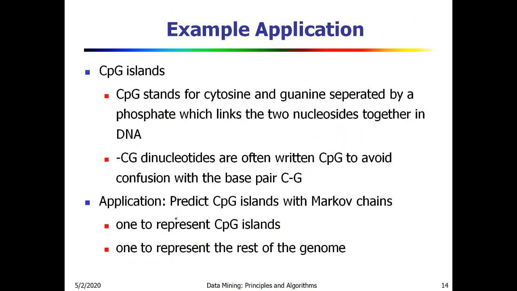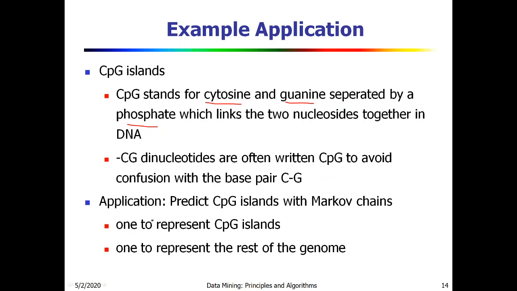CpG island stands for cytosine and guanine separated by a phosphate, which links two nucleosides together in DNA. Whenever you take DNA, you can observe that it has CpG islands, positive and negative, and these stand for cytosine and guanine separated by a phosphate link. These dinucleotides are often written as CpG to avoid confusion with the base pair C-G.